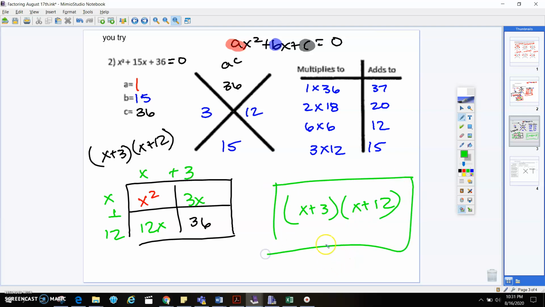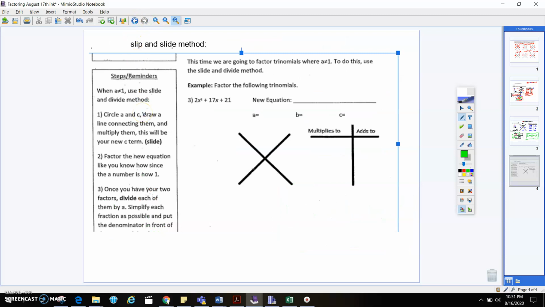Okay. And if you're like, I just want some more practice, Khan Academy has a ton of these practice problems. It'll immediately tell you if it's wrong or right.